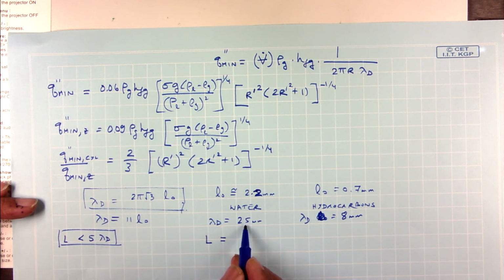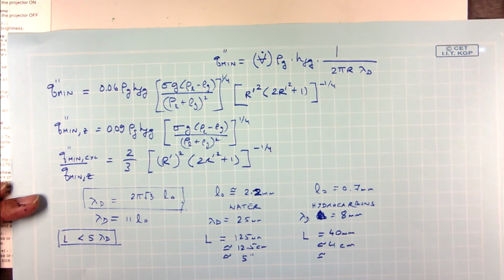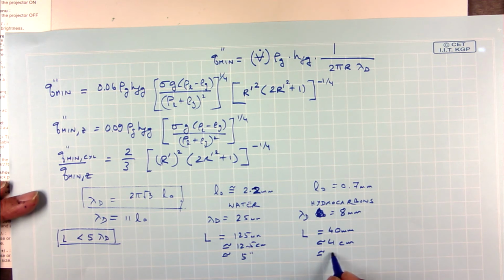5 times lambda d is what? Okay, 125 millimeter, or roughly 12.5 centimeter, which is what? How many inches is that? 5 inches. Okay, if I am doing it with a refrigerant, my L should be equal to 40 millimeter, roughly 4 centimeter, or how many inches is that? Well, yeah, let's say 1.5 inch.